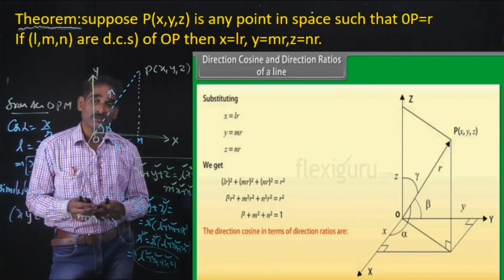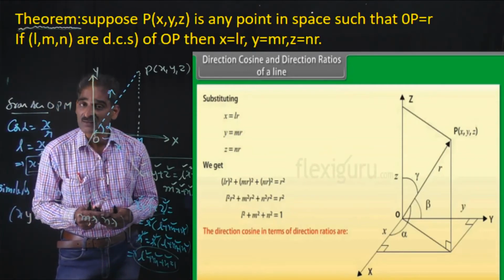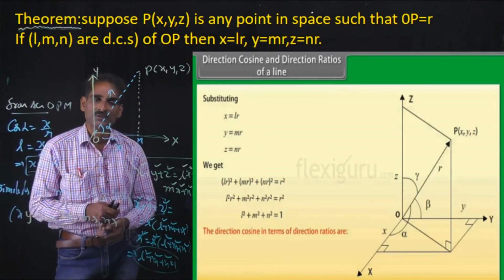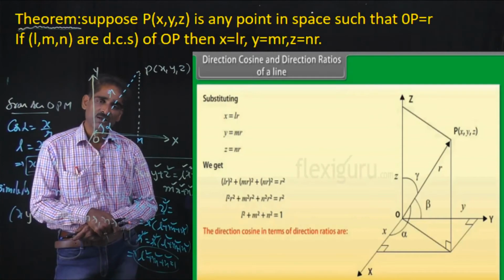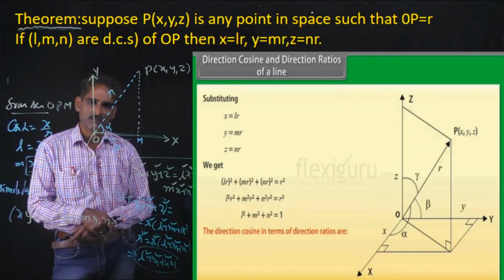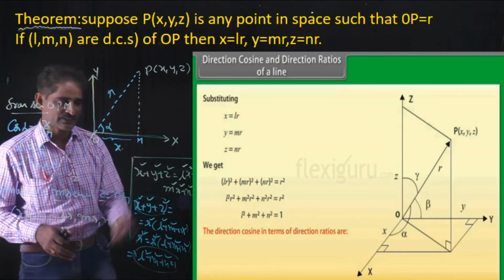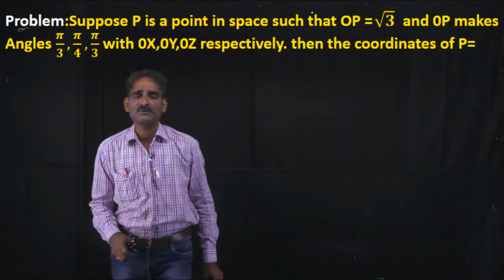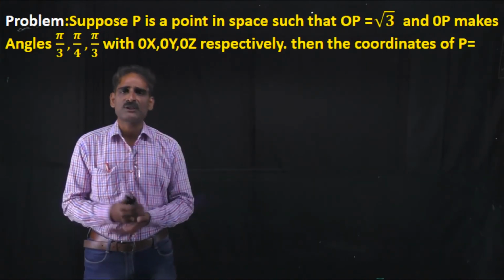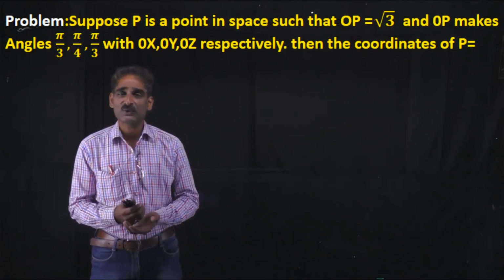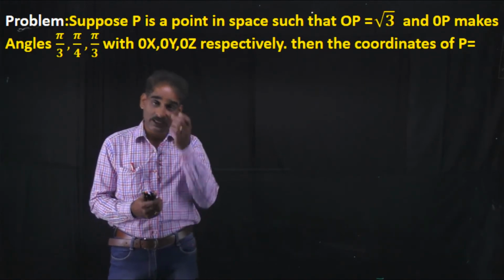If l, m, n are the DCs of any line, l square plus m square plus n square is equal to 1. That means cos square alpha plus cos square beta plus cos square gamma is 1. Later we will prove it clearly. See this problem, just a simple application of the above theorem. x equal to lr, y equal to mr, z equal to nr.